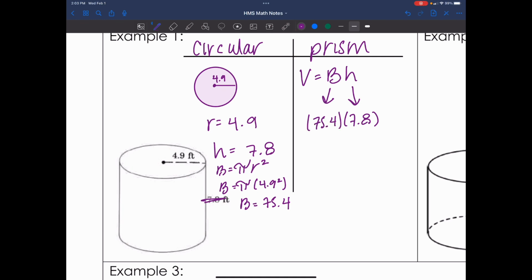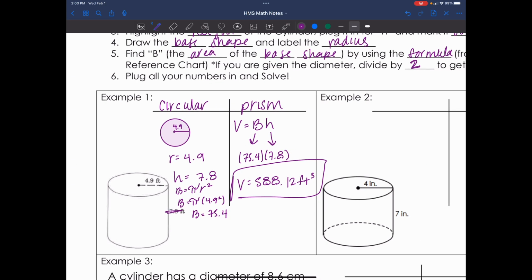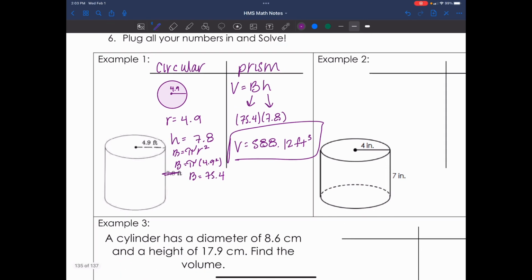So I'm doing 75.4 times 7.8, and then rounding to the hundredths comes out to 588.12 feet cubed, right? Because we're multiplying 3 numbers, cubic feet, finding volume. I feel like that's really simple. But you know what? Let's do another example together, and then I'll have you guys do example 2 on your own.